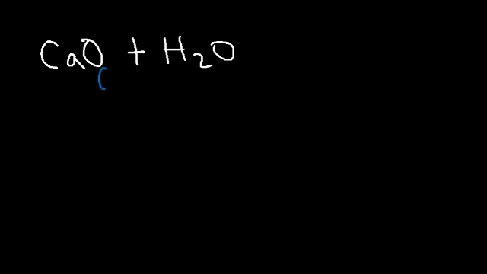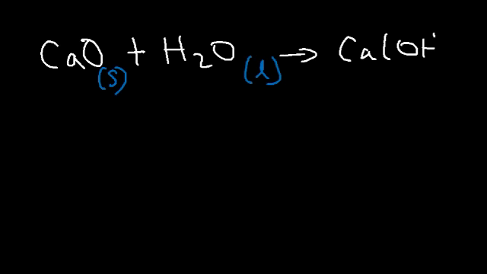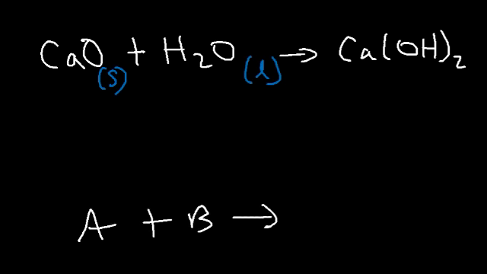Now let's say we were to mix calcium oxide and water. Calcium oxide is a basic anhydride. Metal oxides are considered basic anhydrides because when you add them to water, they turn into a base. Calcium oxide reacts with water to produce calcium hydroxide. Whenever you see a metal with an OH, it's a base. Bases produce hydroxide ions in solution. So notice that this is a combination reaction. It's in the form A plus B turns into AB.